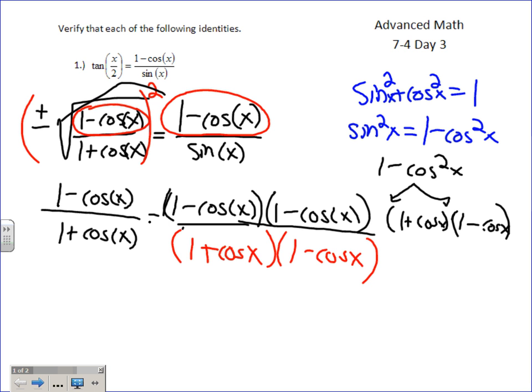Now start talking to me about canceling. Because now stuff actually can possibly cancel. Does that match that exactly? Exactly to a T. Now look at the left side of your equation and compare it to the right side of your equation. I would leave my answer like this.